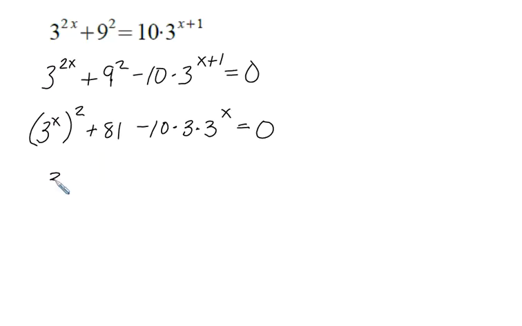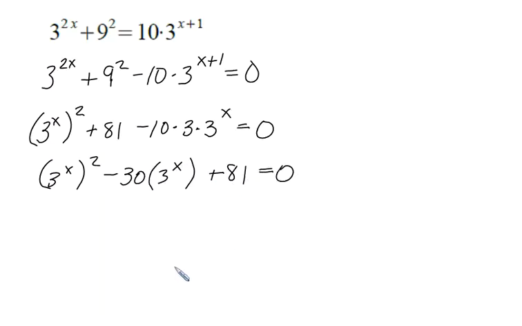Now let's realign some of these terms here. So we'll have 3 to the x, the quantity squared, minus, now 10 times 3 is 30, so I'll write that as 30 times 3 to the x plus 81 is equal to 0. At this point we can do our u substitution, where we're going to say u is equal to 3 to the x. That would turn this equation into u squared minus 30u plus 81.